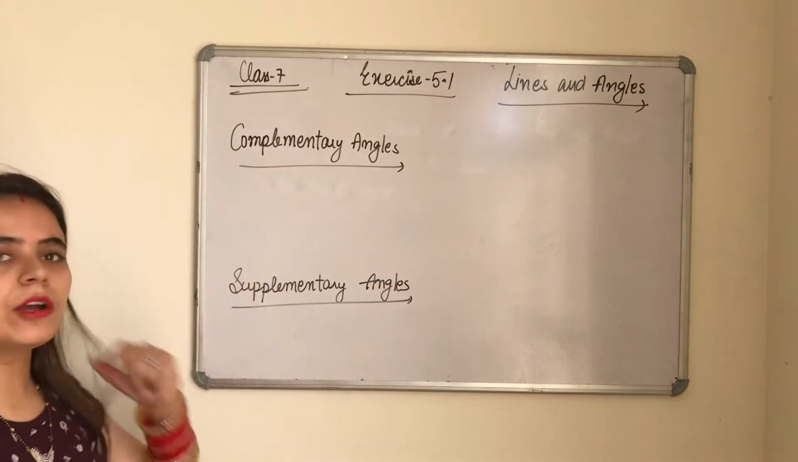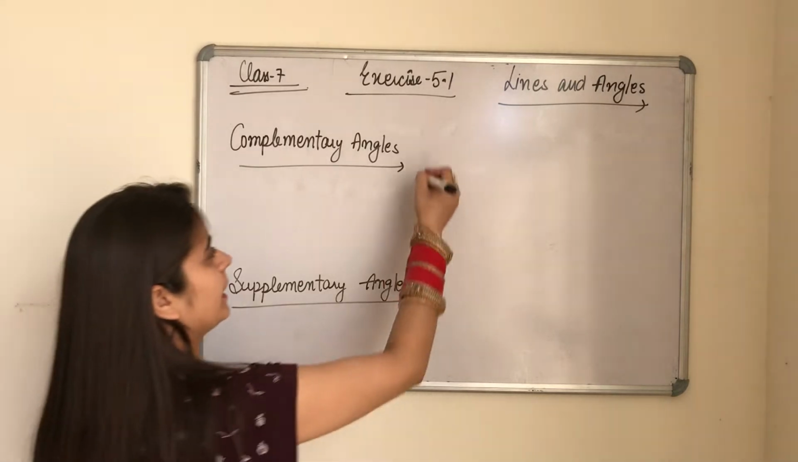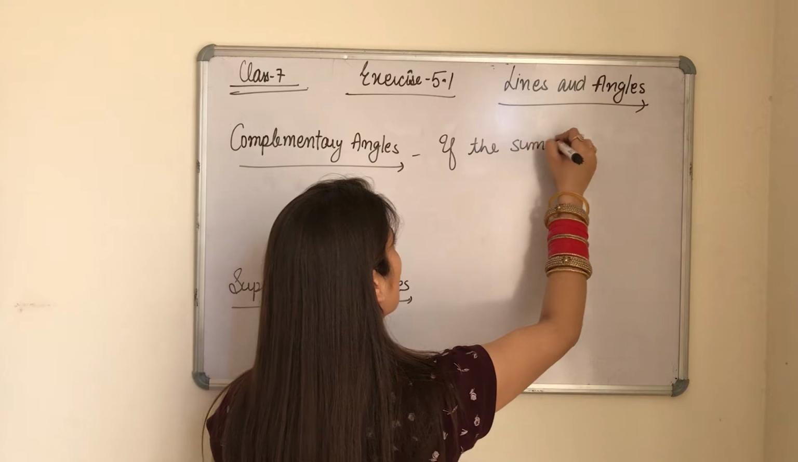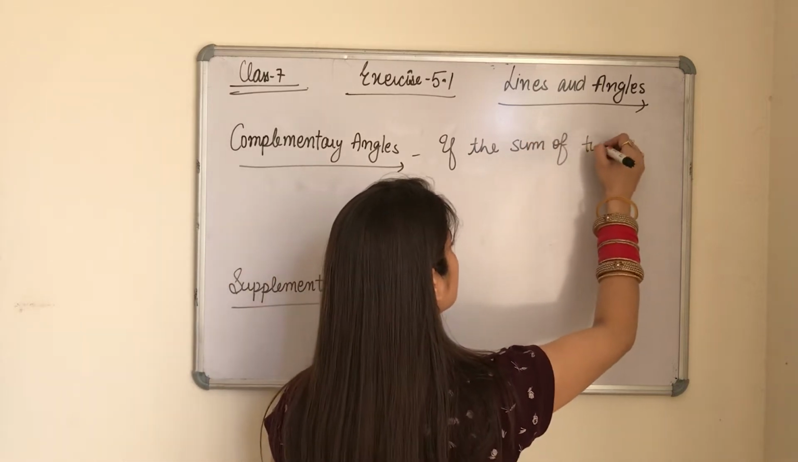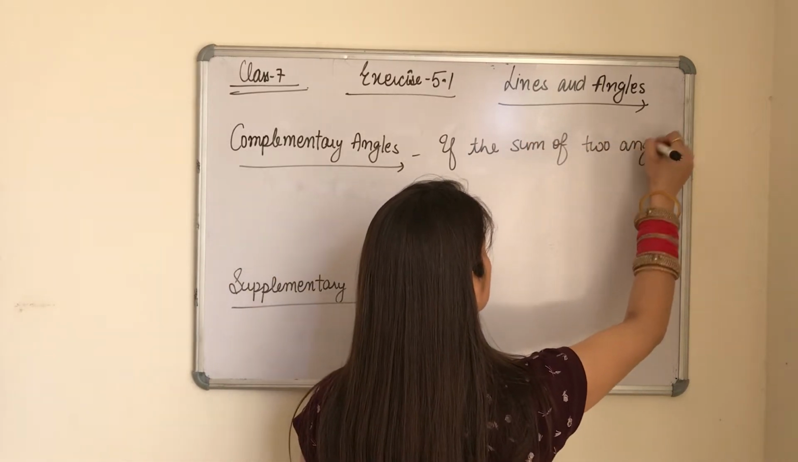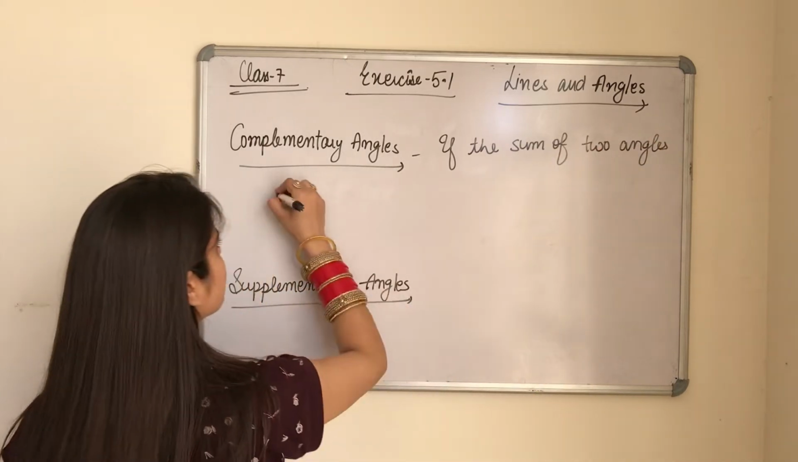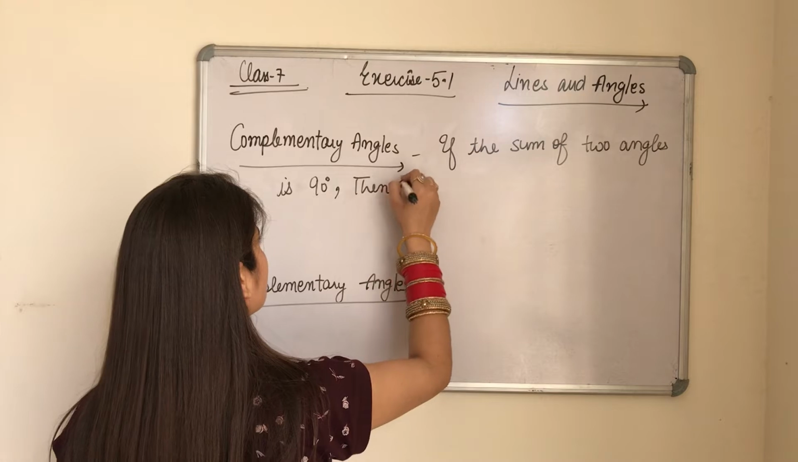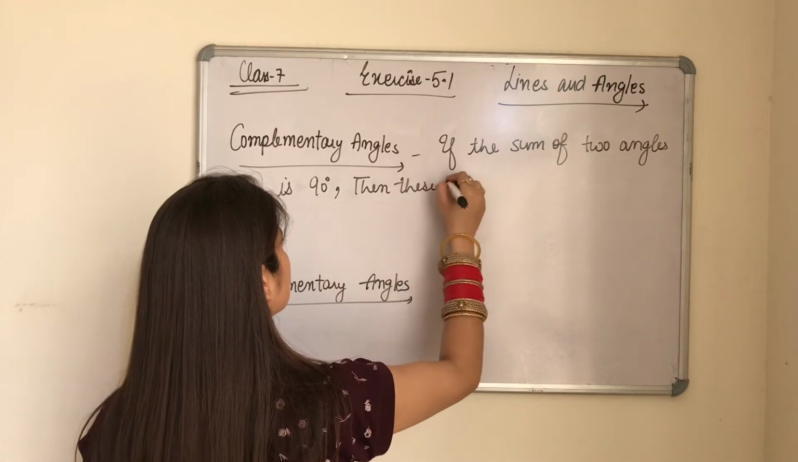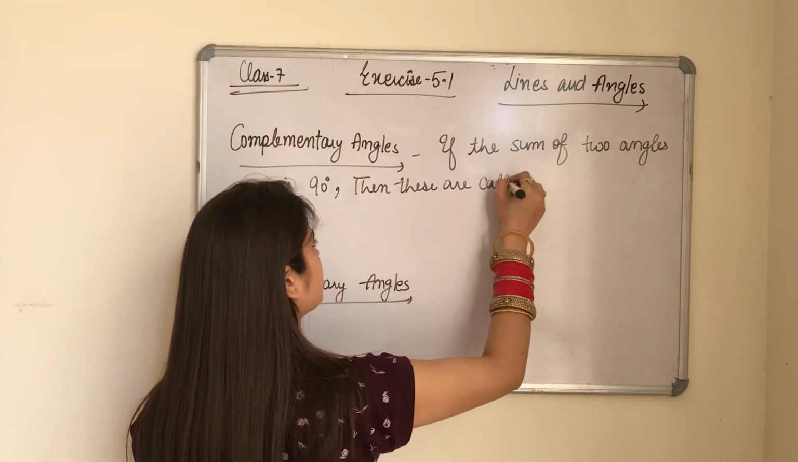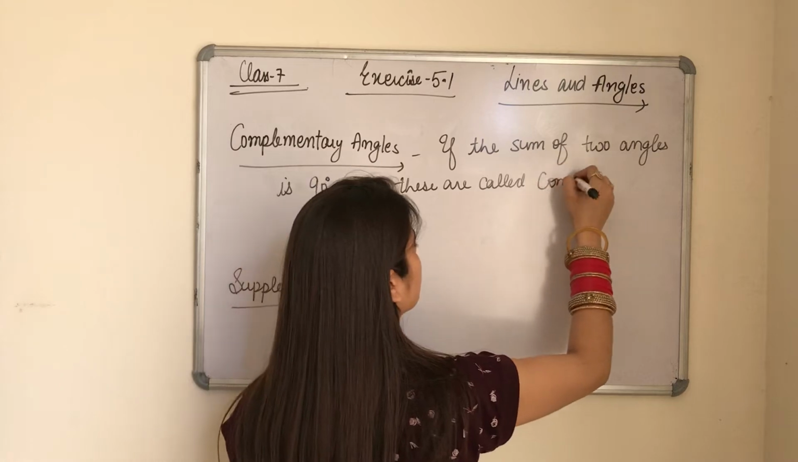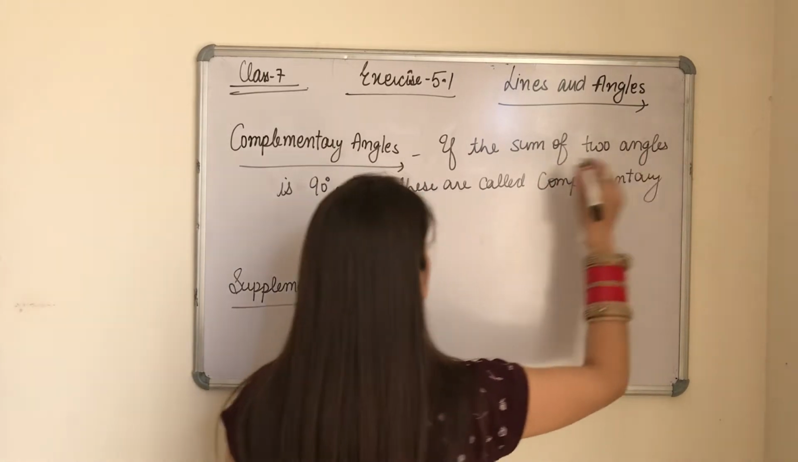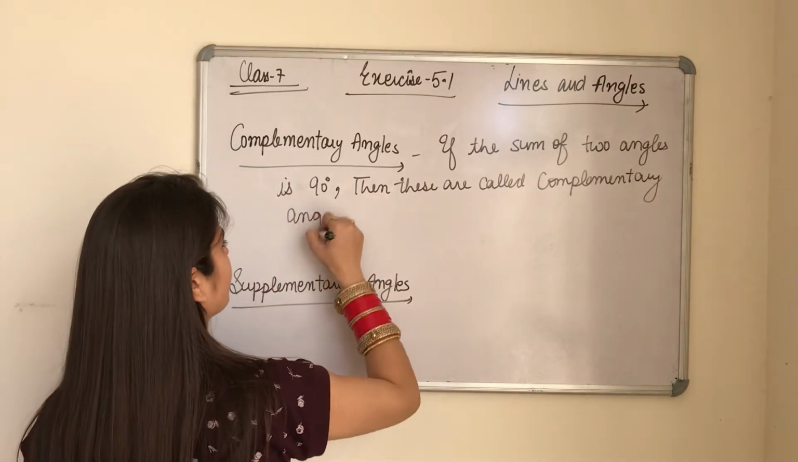Okay, what do you mean by complementary angles? If the sum of two angles is 90 degrees, then these are called complementary angles.